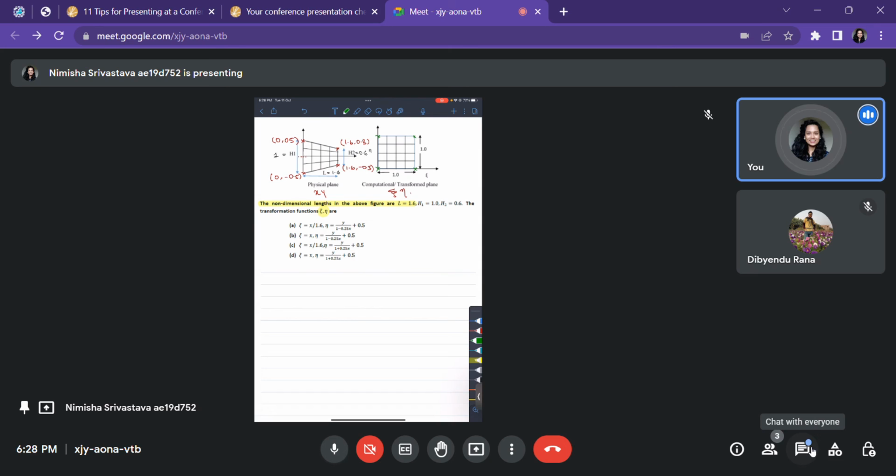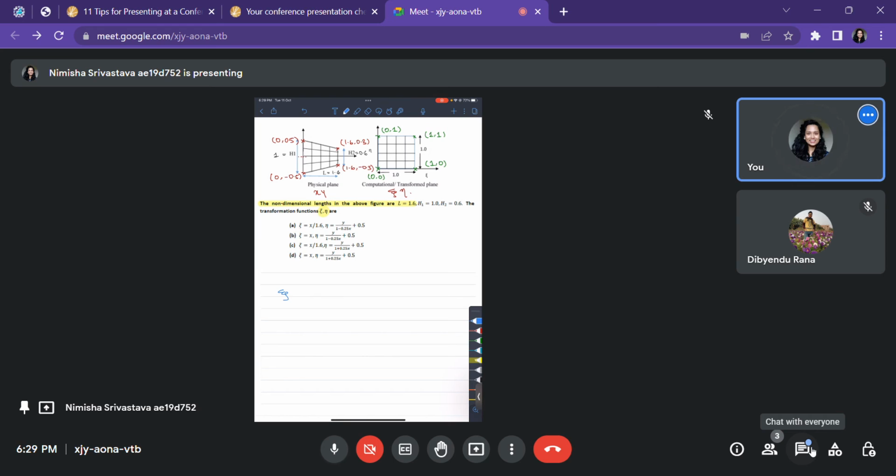So this left bottom point, which is 0 comma minus 0.5 over here, is 0,0 here. This is 1 comma 0. This is 1 comma 1, and this is 0 comma 1. Okay, so now we need to see which relation is satisfying for all of our points. So let's look at first what the zeta should be.